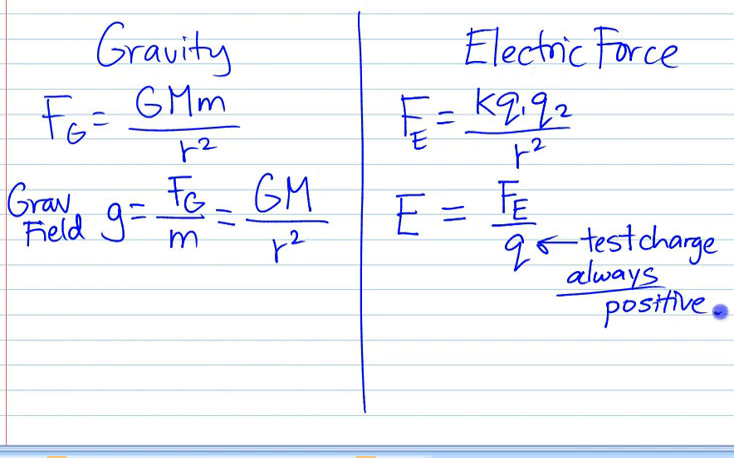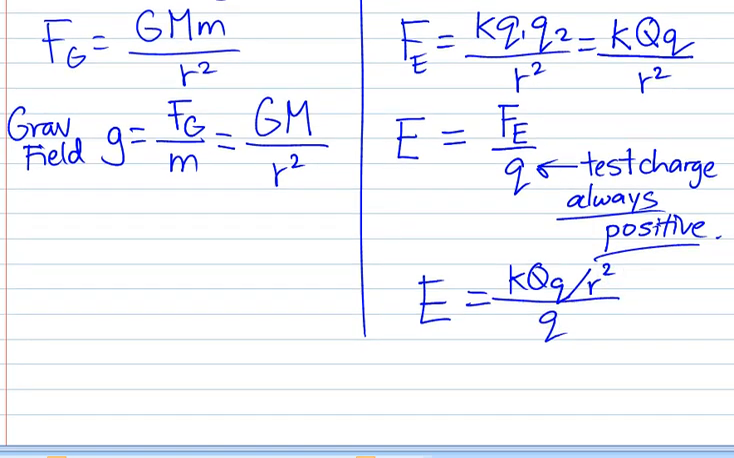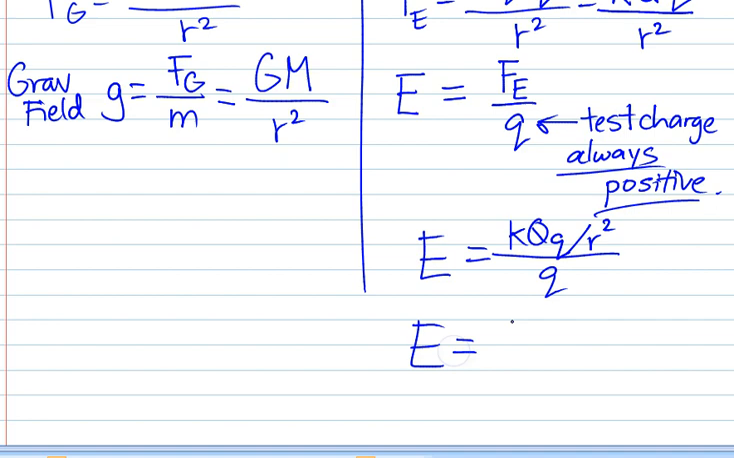Now with gravity it doesn't really matter. Masses aren't positive or negative, they're just masses. But with the electric force we have to pick, because the electric force can either be attractive or repulsive. And so we're just picking that this is always going to be positive. And so if I rewrite this as k times big Q times little q over r squared, then I can write the field as k big Q little q over r squared divided by little q. Or in other words, the field is kQ over r squared.